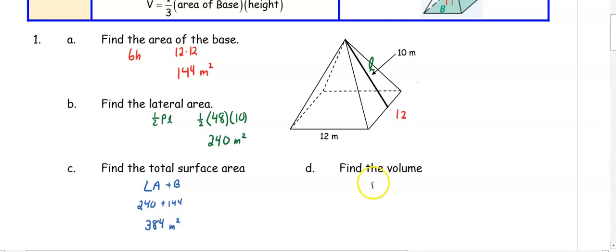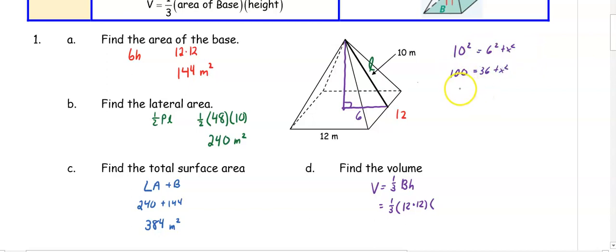Our volume is 1/3 base area times height. So it'd be 1/3 times 12 times 12 times the height. Now, we don't have the height yet. So we are going to divide our side of 12 into 6 and do Pythagorean theorem to get our height. So 10 squared equals 6 squared plus x squared. 100 equals 36 plus x squared. 64 equals x squared. So x is 8. So when we multiply here, we would get 384 meters cubed. Remember that volume is always cubed.